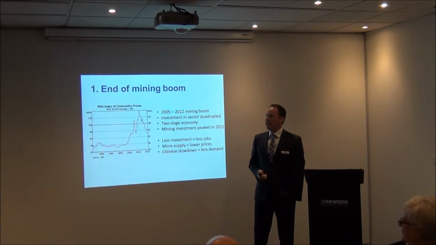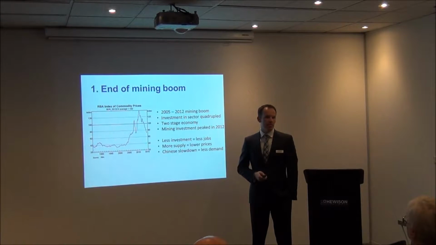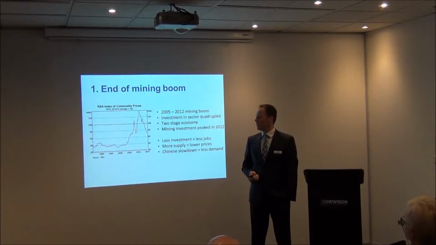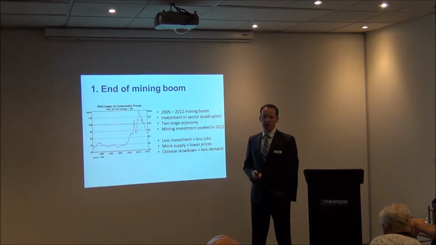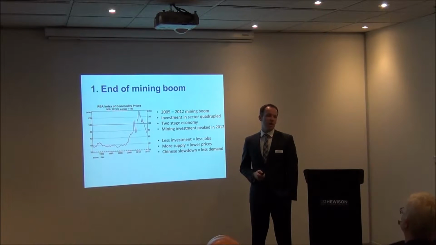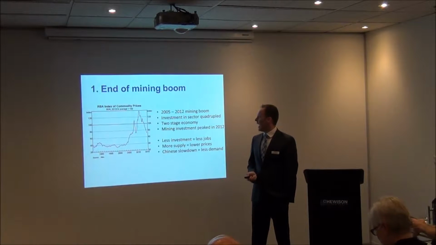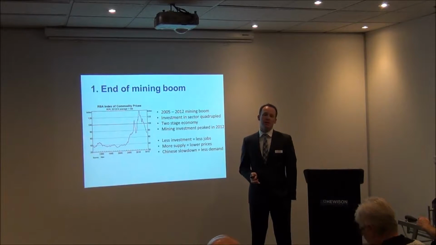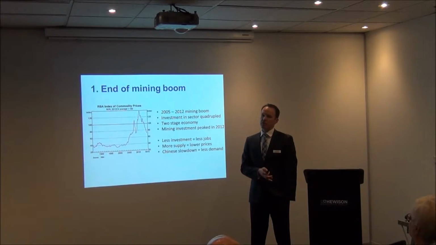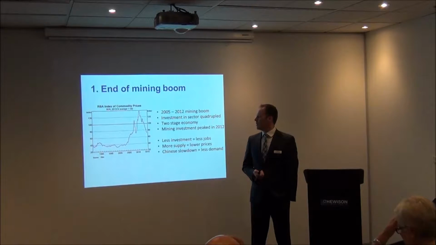First one is the end of the mining boom. Australia had a super cycle mining boom over the years 2000 leading up to 2012. We all remember the period. The mining boom was pretty much the headlines every day in the paper. We had a two-stage economy, with the western part of the country really propping up the east, with WA and South Australia in the mining boom, house prices up, mining up, everything booming, and the eastern side was lagging.